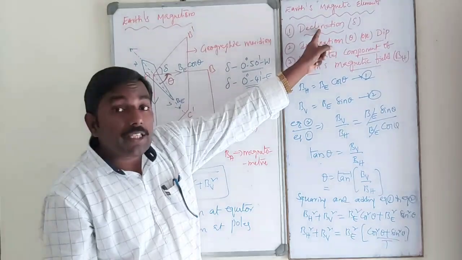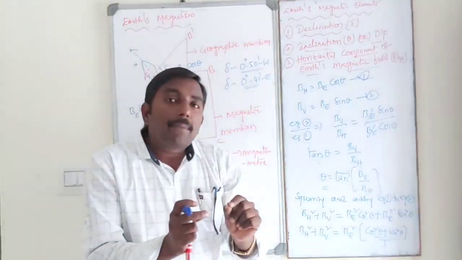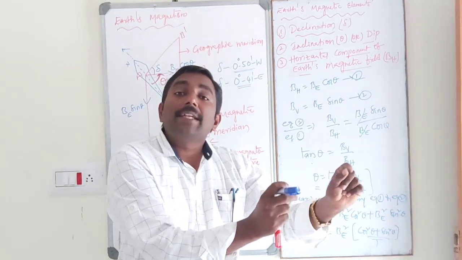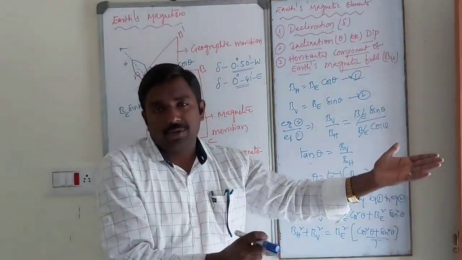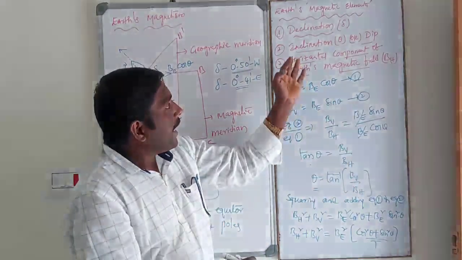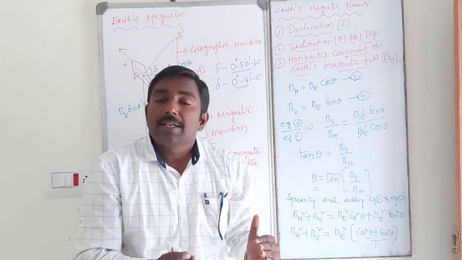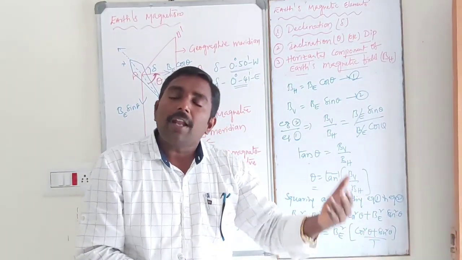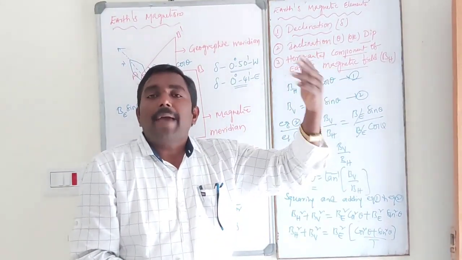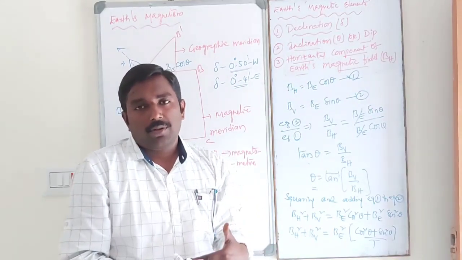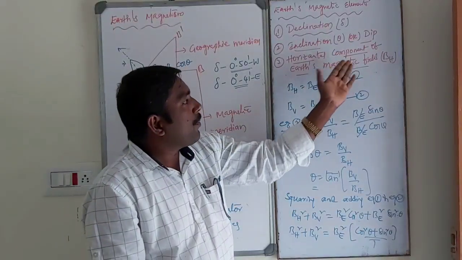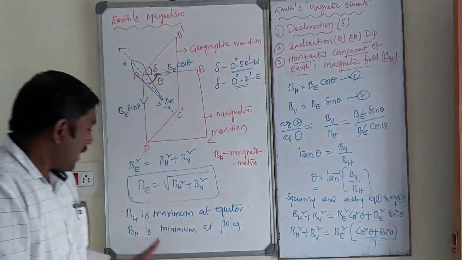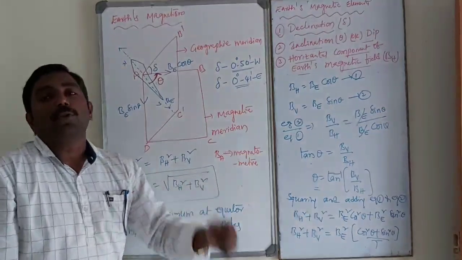Declination is minimum at the equator, maximum at higher latitudes. Likewise, inclination is minimum at the equator, that is 0 at the equator, and 90 degrees, that is maximum, at the poles. Horizontal component of Earth's magnetic field BH is maximum at the equator, minimum at the poles.